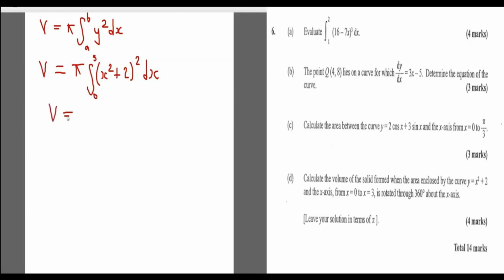Since we're integrating from 0 to 3, what do we get? We're getting that volume is equal to pi times the integral of, I'm going to expand this out now. As I said, I like to expand it out. Expanding this out, it's going to work out to be x to the 4th power plus 4x squared plus 4. All right, so make sure you expand that out first, dx, before you integrate.